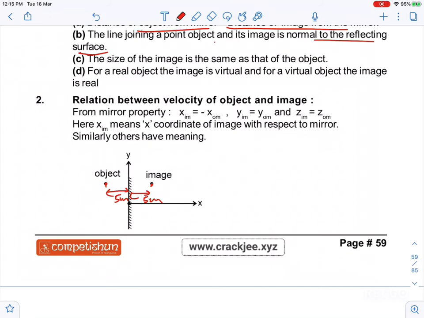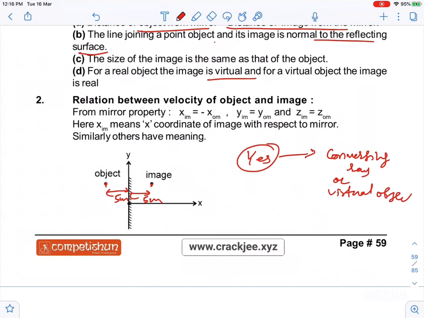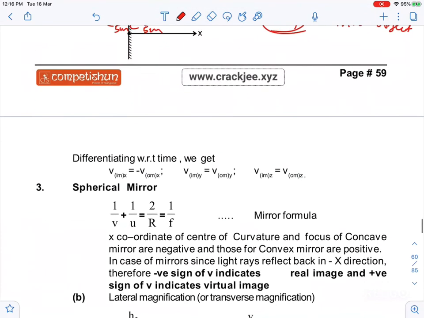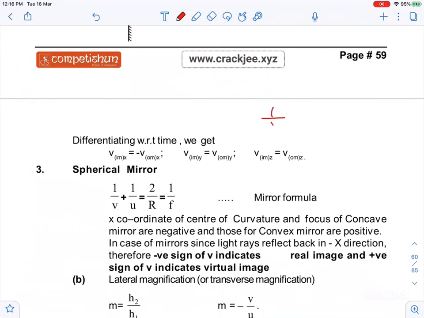Now the question is whether a plane mirror can form a real image or not. You know that a plane mirror forms a virtual image, of the same size, at a distance behind the mirror equal to the distance in front of the mirror. But can a plane mirror form a real image? The answer is yes. For converging rays or a virtual object, a plane mirror can form a real image.